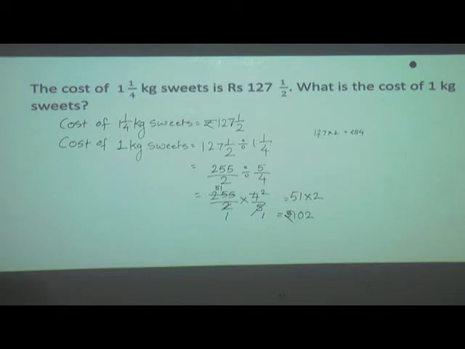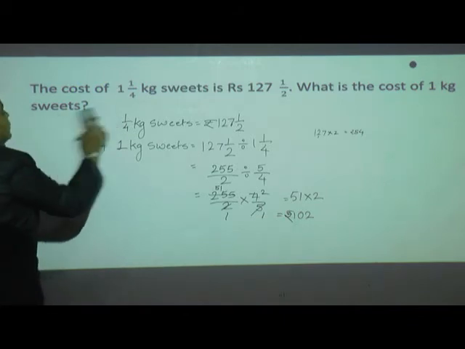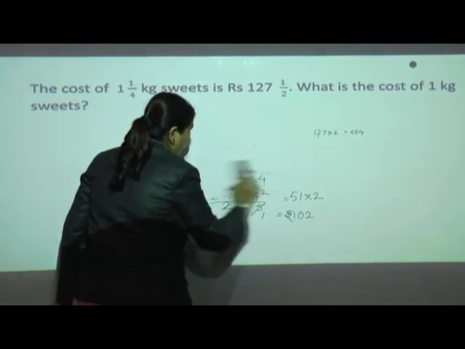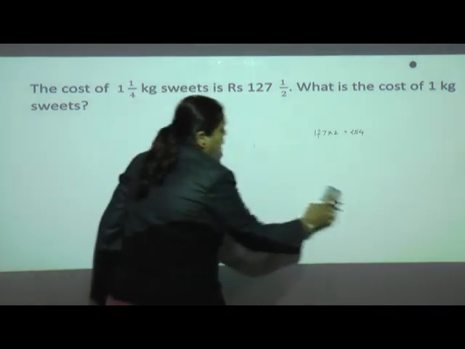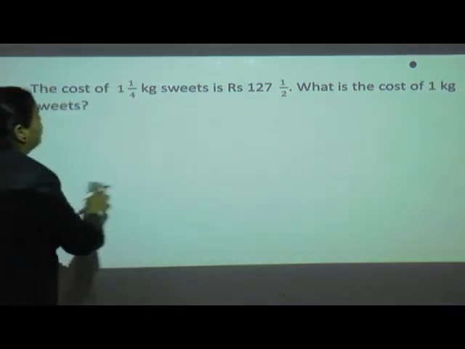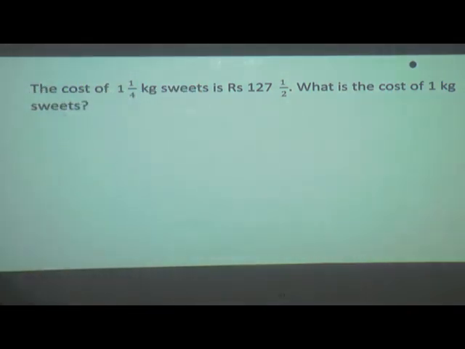In this way, by division we can find out the cost of 1 kg of sweet when the quantity is given. So you have to divide the given amount and find out the amount for 1 kg of sweet.